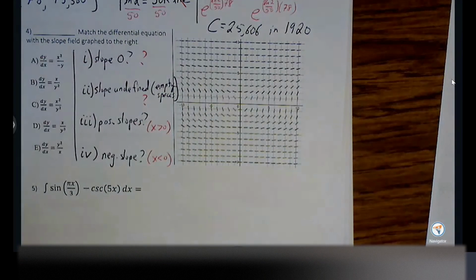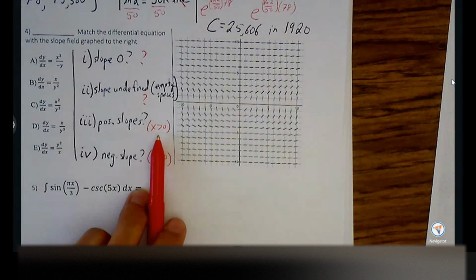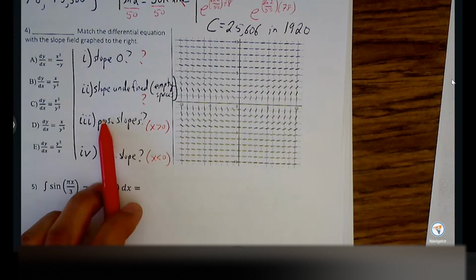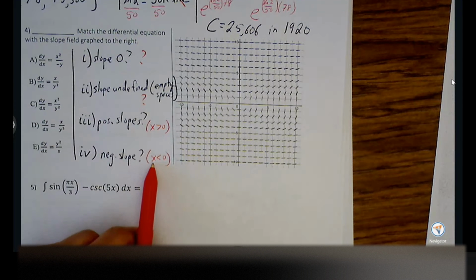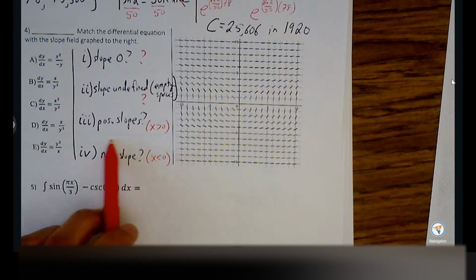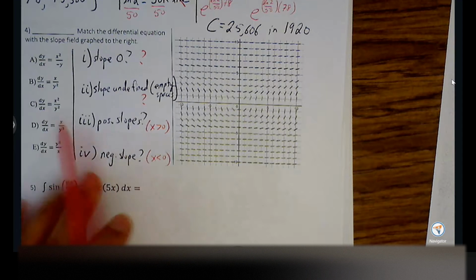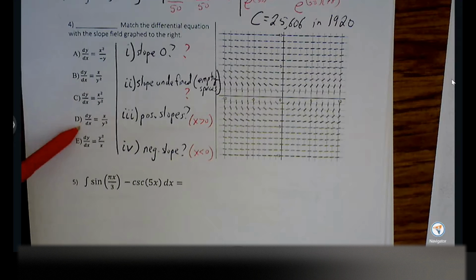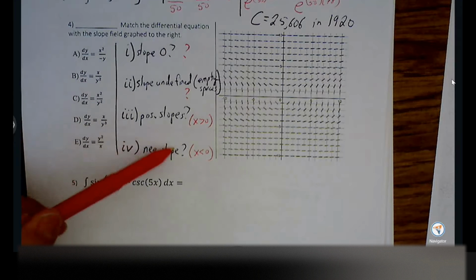Mm-hmm. So that means that whenever I'm dealing with a positive x value, I should always get a positive slope in return. And if I just have a negative x value, that's enough to cause my entire slopes to all be negative. Mm-hmm. So look at these answer choices. Are there any ones that we can maybe eliminate and we know are not going to fulfill these conditions?